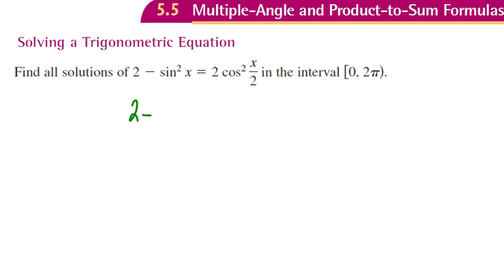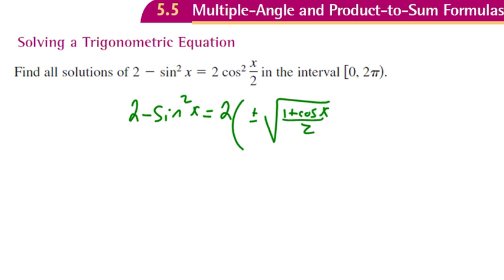So we have 2 minus sine squared of x equals 2. Now what I want to do is replace my cosine of x over 2 with the half angle formula. So that's plus or minus radical of 1 plus cosine of x all over 2, and all of that is squared. So all I do is replace my cosine of x over 2 squared with that guy right here.